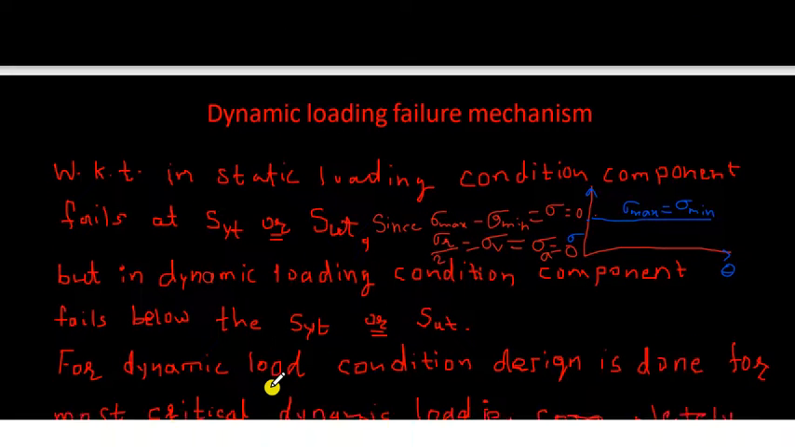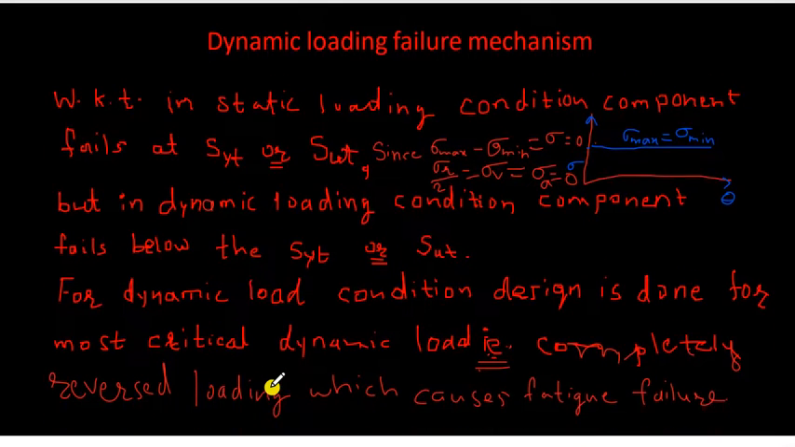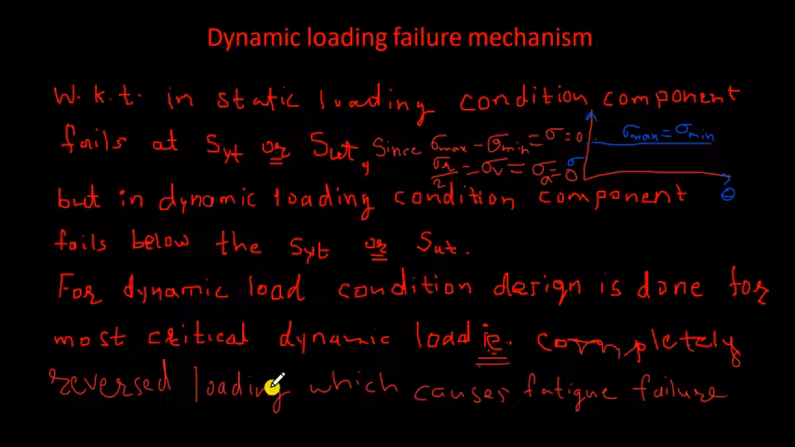So now we will see how a component will fail under the dynamic loading condition. We know that in static loading condition, a component fails at its strength. If it is a brittle material, it will fail at its ultimate strength, that is the ultimate stress value SUT, and in case of ductile material, it will fail at SYT. Why is it so?